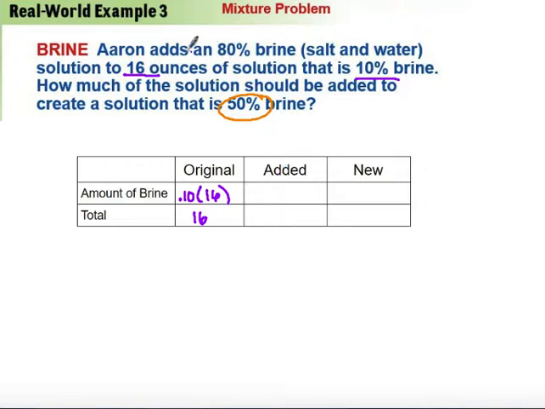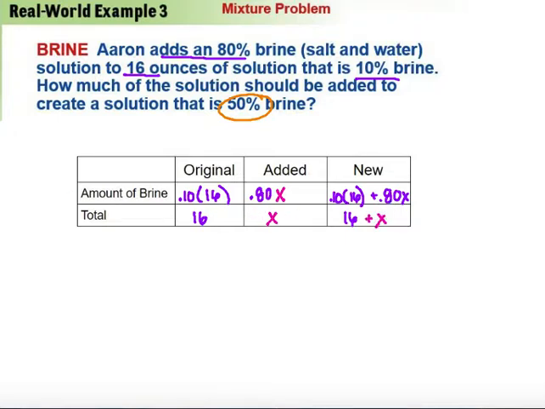So we're going to add 80% brine. You can see now it's a different weight to it. What we're going to add is 80% of, we're not sure how much of the solution needs to be added. So when we work this out, the new solution is going to have 10% of the original plus 80% of the new. How much we need to add is our unknown. So our new total is going to be 16, the solution, plus x.